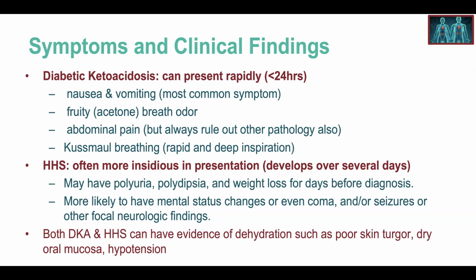He can't get out of bed. We're changing his diaper a lot, or he complained about going to the bathroom. He drank 4 quarts of water because he's polydipsic, but that happens over several days. So DKA is really fast. HHS is slow, but both of them present with dehydration.